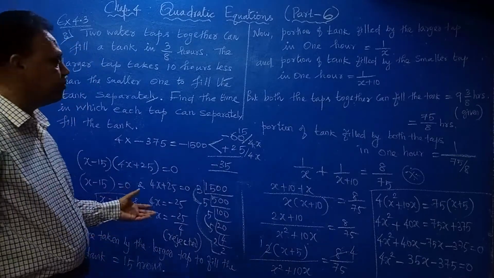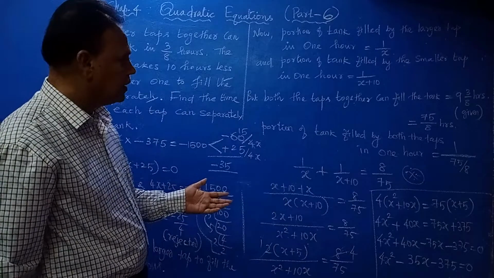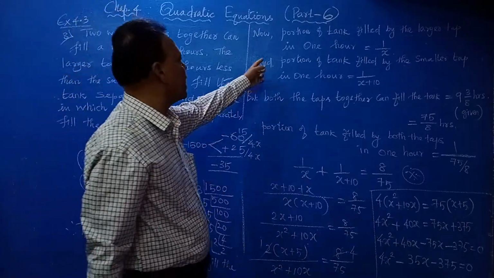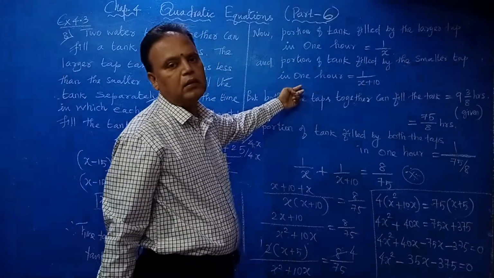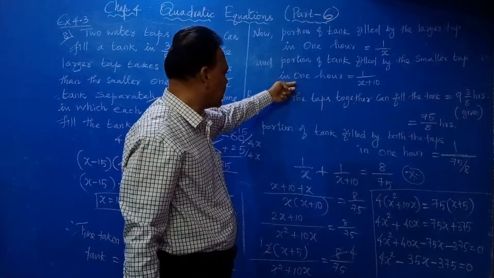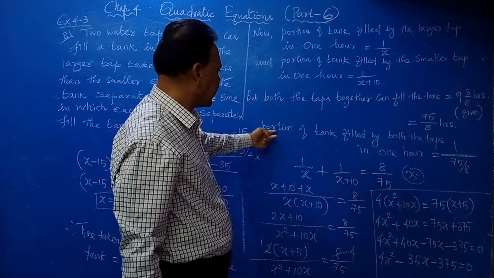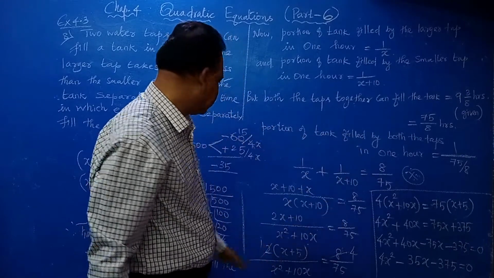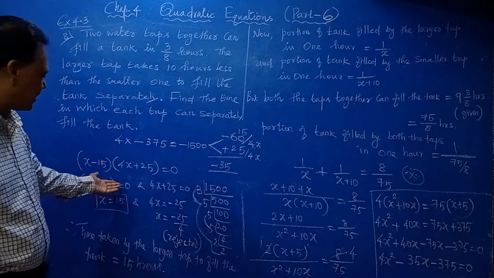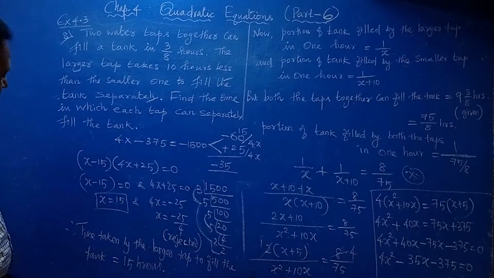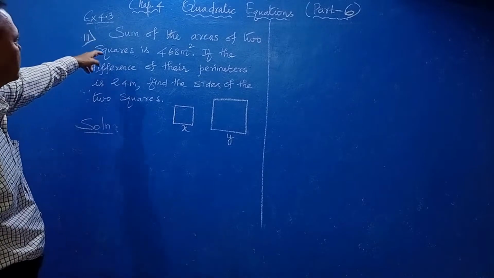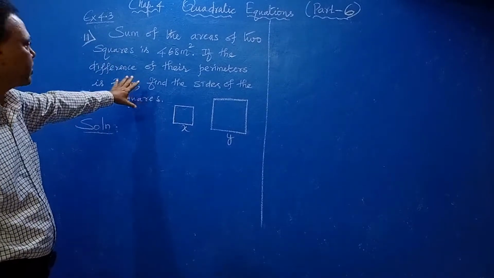Understand? So very, very important problem here. The main thing is you have to convert into 1 hour, then the total time is given. Here both you add, you will get a quadratic equation, and easily you can do this factorization, means you will get the answer. Next, you will see the 11th problem, exercise 4.3, 11th problem. This is also a very, very important problem.